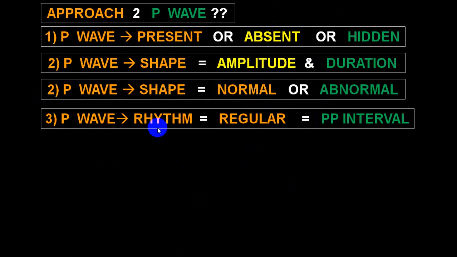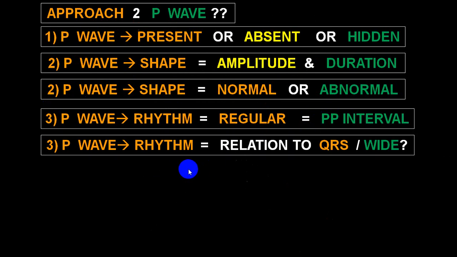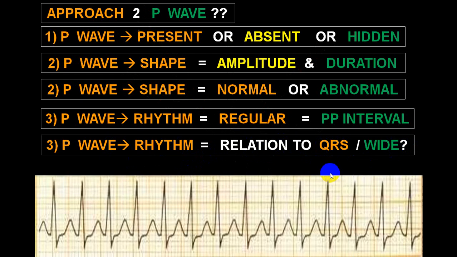Then look at the rhythm. PP interval and RR interval should be constant, and all PP intervals should be the same. So we call that a regular rhythm. Then look at the relation to the QRS complex. Whether a P wave is present before each QRS complex. And if a QRS complex is present, then look at whether it is wide or narrow.